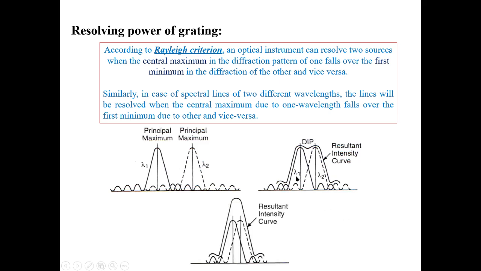If the difference between lambda 1 and lambda 2 is decreased further, then the maxima of one wavelength will come closer to the maxima of the other wavelength. In this case the resultant curve cannot distinguish between lambda 1 and lambda 2, and it will be said that lambda 1 and lambda 2 cannot be resolved by the grating. So we can find the resolving power of the grating.